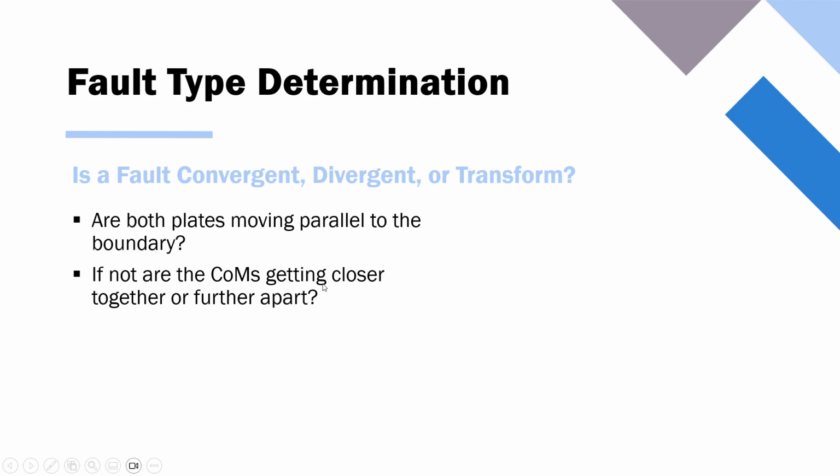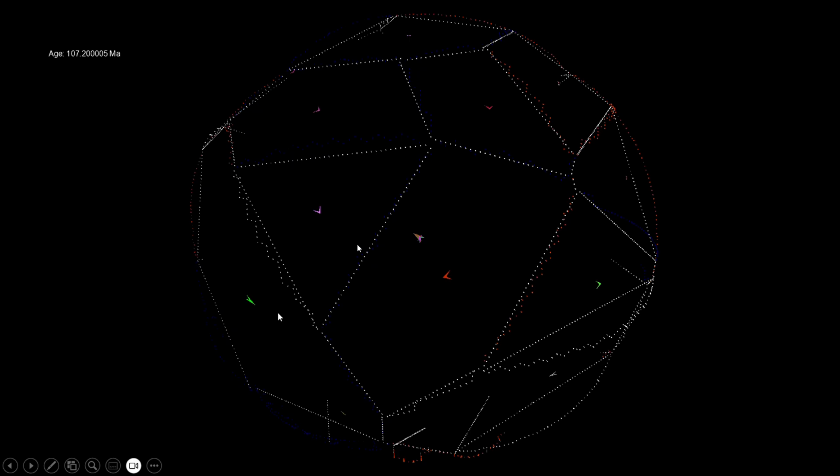If they're not, are the centres of mass of each plate getting closer together or further apart? If they're getting closer together, it's a convergent fault. If they're getting further apart, it's a divergent fault. So let's have a quick look at this running.